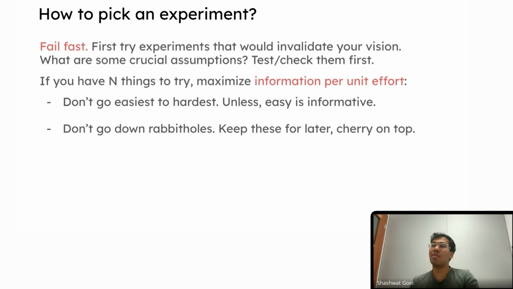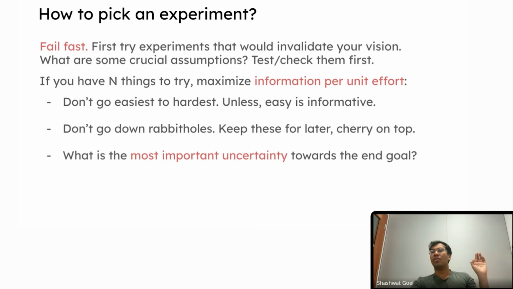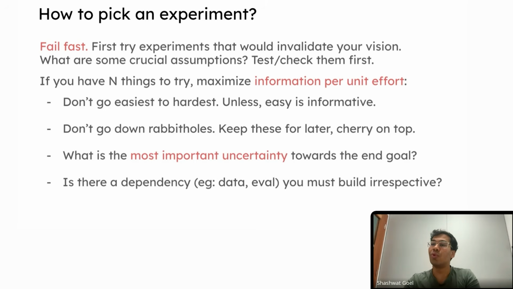But what is important is to keep writing them down on Notion or wherever you maintain notes, and try them later. Most of the rabbit holes are good cherries on top, but they are not important for your main vision. It's important to focus on the most important uncertainty towards the end goal, and try to work towards that.